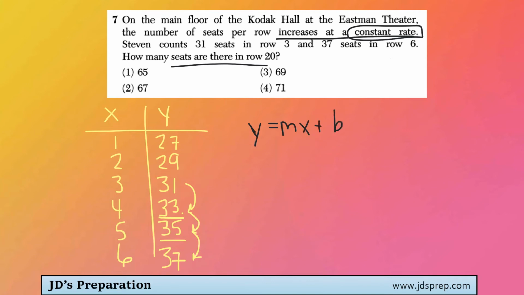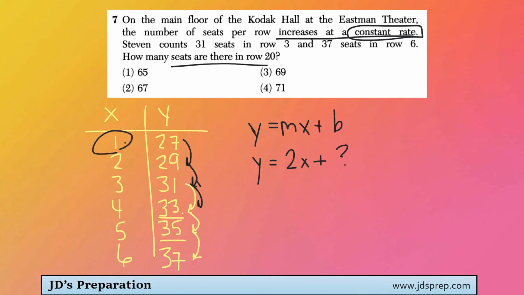And the slope is pretty easy to find, our m value, because that's the rate of change. That's how much y is increasing as x increases by 1 each time. In this case, it's 2. So we know it's going to be 2x plus something.